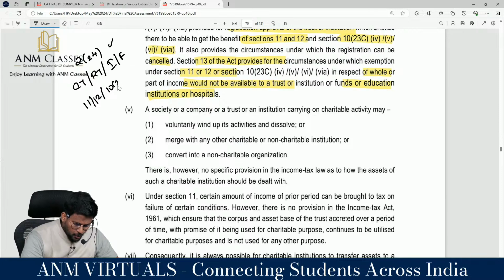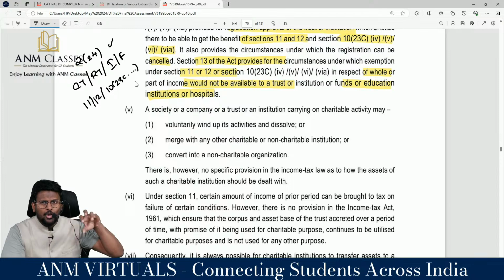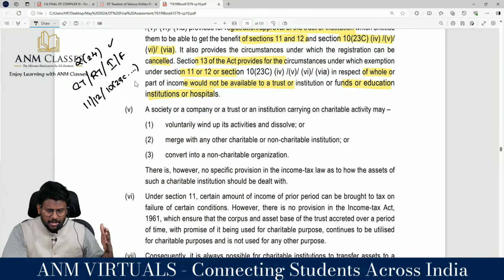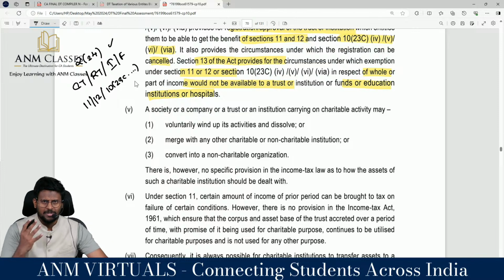Sir, if you are not able to spend that amount, you can accumulate it for the future years, and if you are utilizing that within the prescribed time limit, then no problem. But if you are not utilizing that within the prescribed time limit, my dear lovable students, the year in which that time limit is expiring will be treated as income as per section 11 subsection 1B, right?